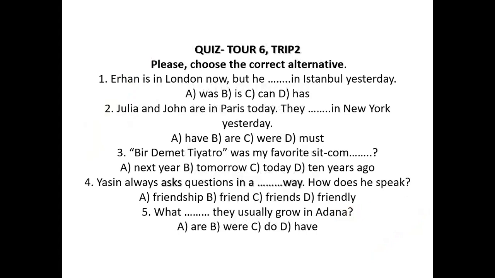Okay, quiz time. Attention, please. Question one. Erhan is in London now, but he blank in Istanbul yesterday. So, A, B, C, D. Which one? Was, of course. He was in Istanbul yesterday. Julie and John are in Paris today. They blank in New York yesterday. Plural subject. So, they were. Because there is yesterday here. We cannot say are. They were in New York yesterday. They are in Paris today.